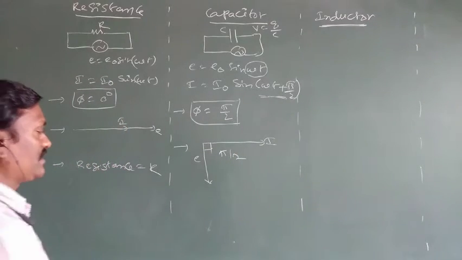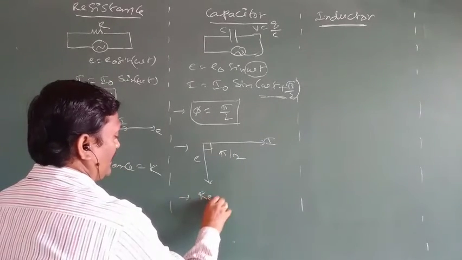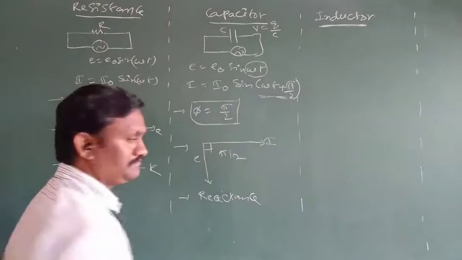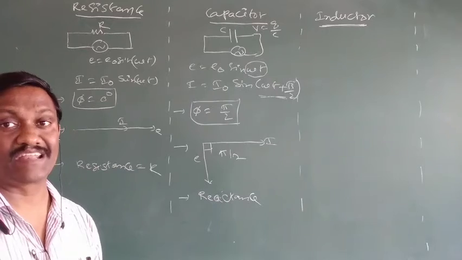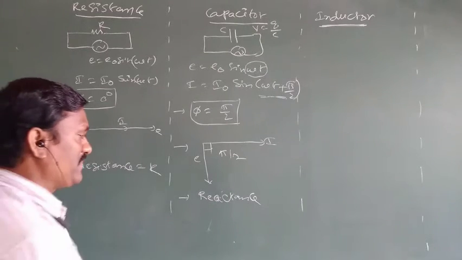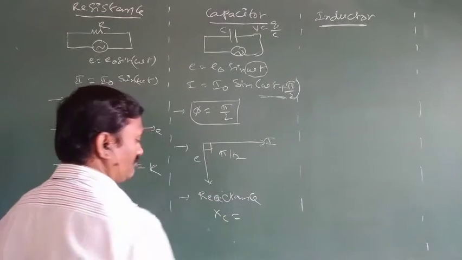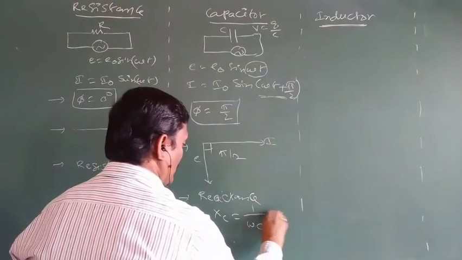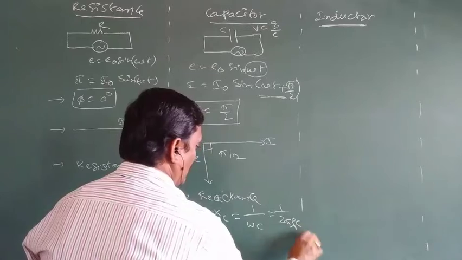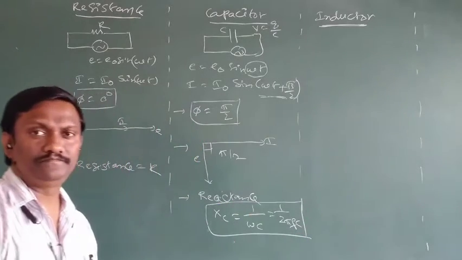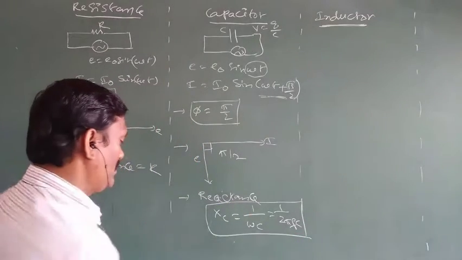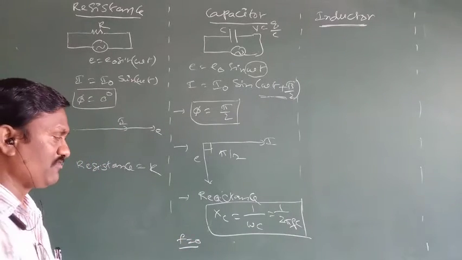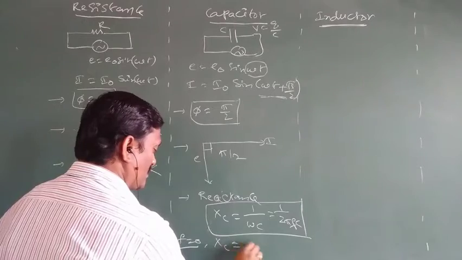But in the case of a capacitor, the resistance of the capacitor is called reactance. In an AC source, the resistance of a capacitor means reactance. The symbol of capacitor reactance is XC. The formula for capacitor reactance is 1 by omega C, or 1 by 2 pi f C. Here, for a DC source the frequency is 0. If the frequency is 0, the capacitor reactance becomes infinity.